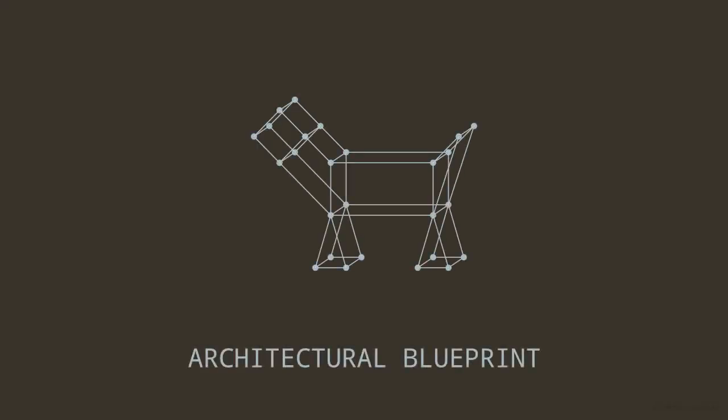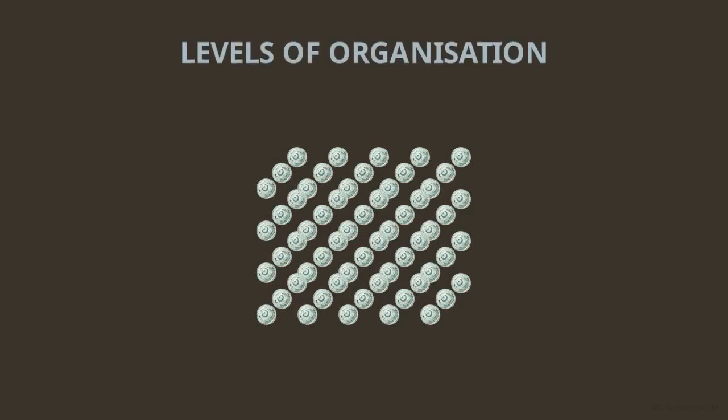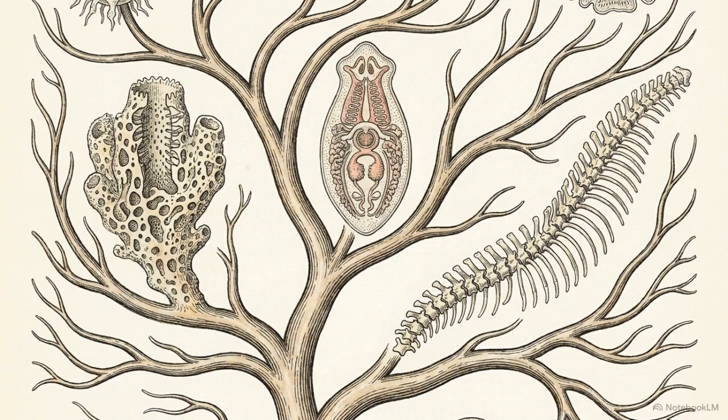To find the true systematic position of an animal, scientists look at the architectural blueprints. They study how bodies are built from the ground up, starting with the arrangement of individual cells. In this way, biological classification acts as a chronological map, documenting the appearance of structural innovations over millions of years.